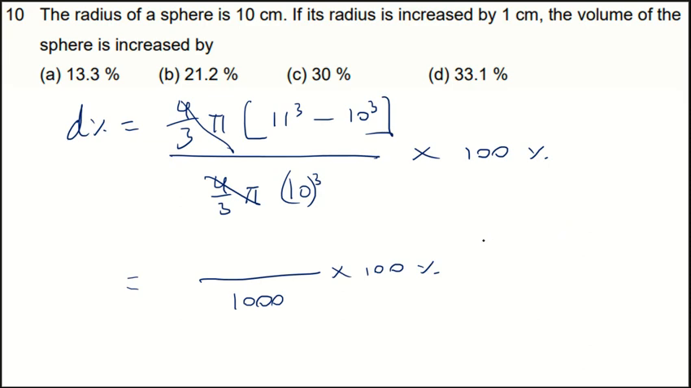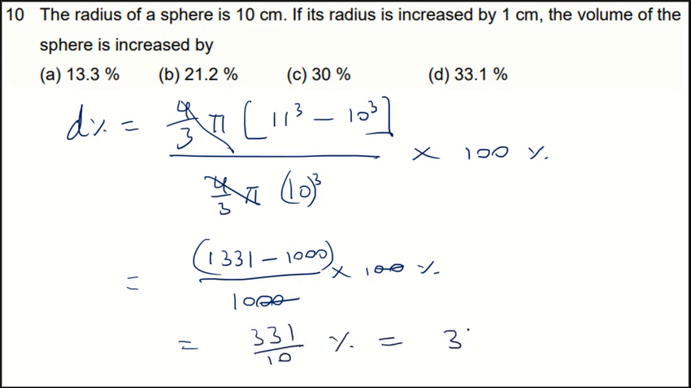is 1331 minus 10 cube is 1000. So, these two zeros will cancel with this 100 percent symbol. 1331 minus 1000 is 331 by 10 percent, or else it is 33.1 percent. So, the right option is D.